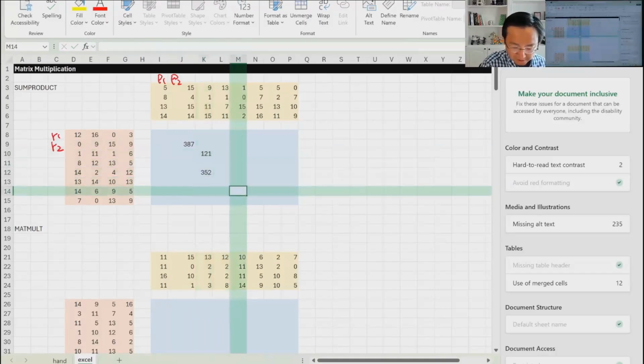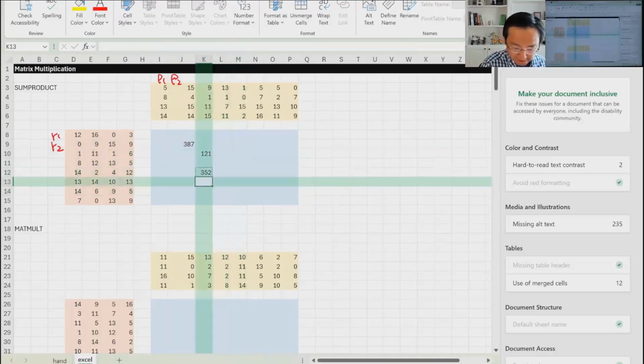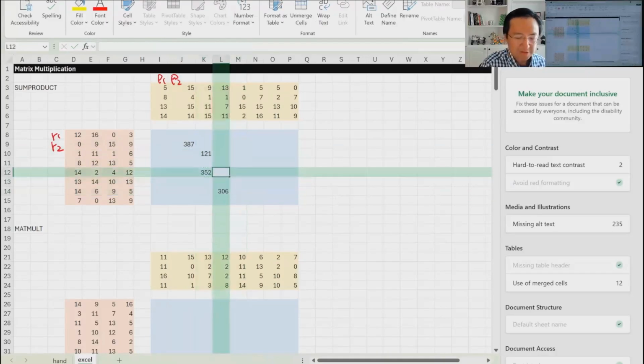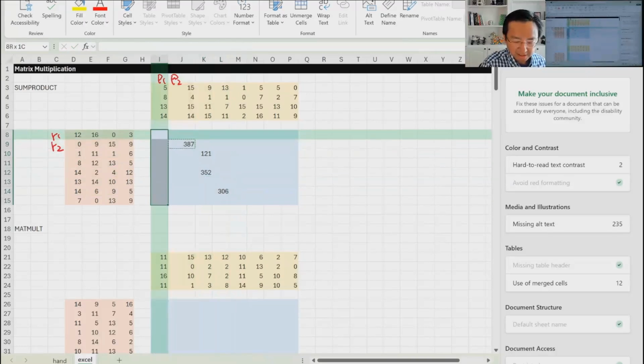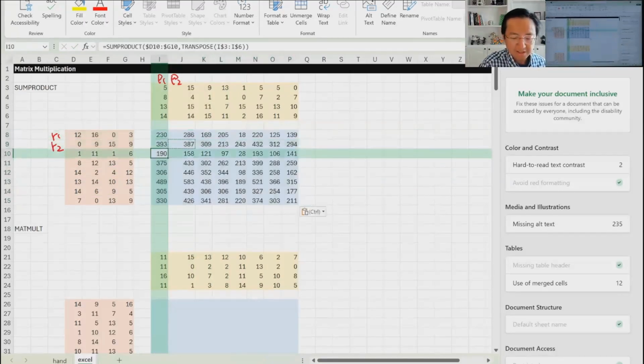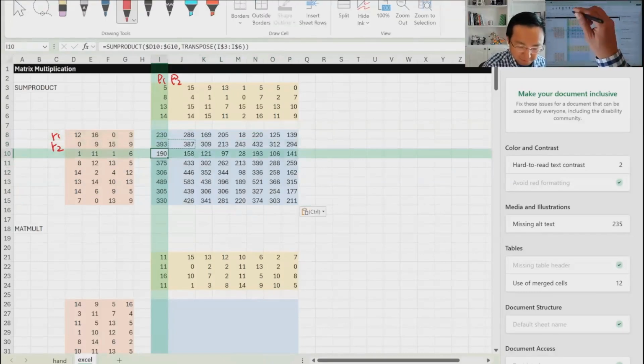Just do this one. Looks just about right too. Do this one. Then copy here. Okay, the correspondence is all correct. So now I'm confident that I'm going to select the entire thing, copy that, and paste the entire thing. So now I completed my matrix multiplication.